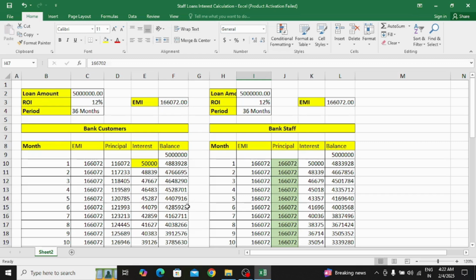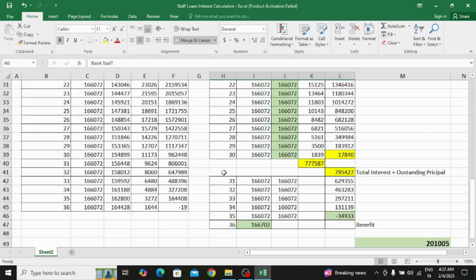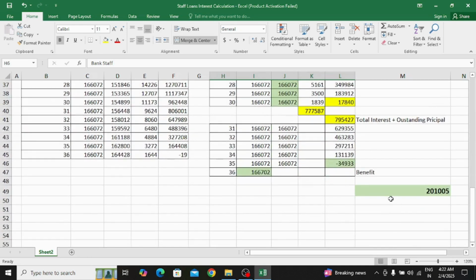It may be a house, some education, or children's marriage, or construction of the house. So this is the basic difference between a loan taken by the bank customer or borrower and a bank loan taken by the bank staff. So this is the calculation for 50 lakhs, 12%, 36 months. So the bank staff is getting a 2 lakh benefit.